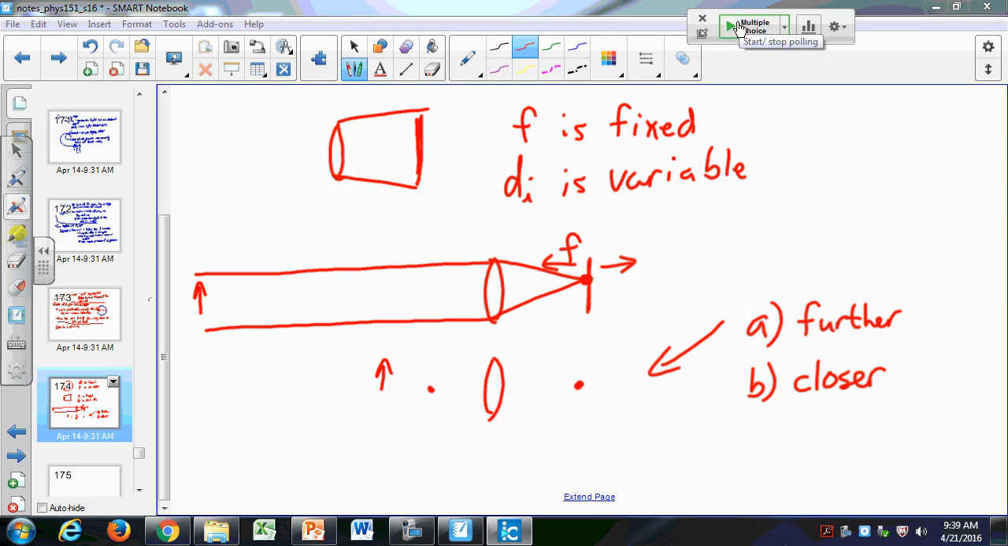Let's try it again. If you have your camera, about half of you got it wrong. So if you have your camera and you want to take an image of something that's far away, what do we do with the camera? We zoom in, right? So think about what your camera does. Does it take the lens and move it out, or does it take the lens and move it in? And basically what you're doing is moving the film out or moving it in when you're doing that.